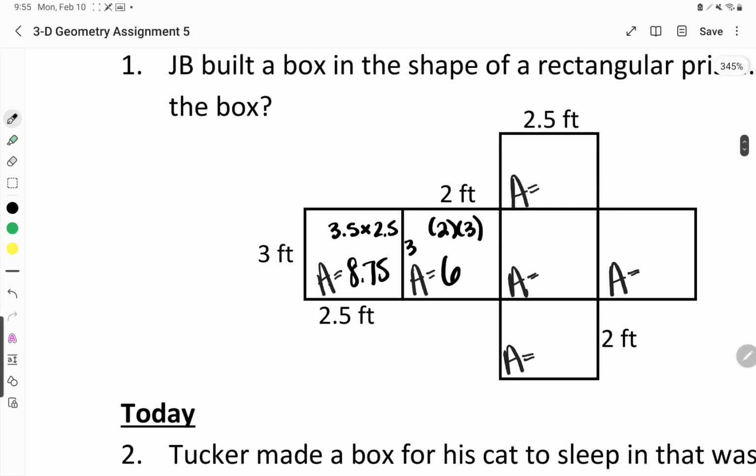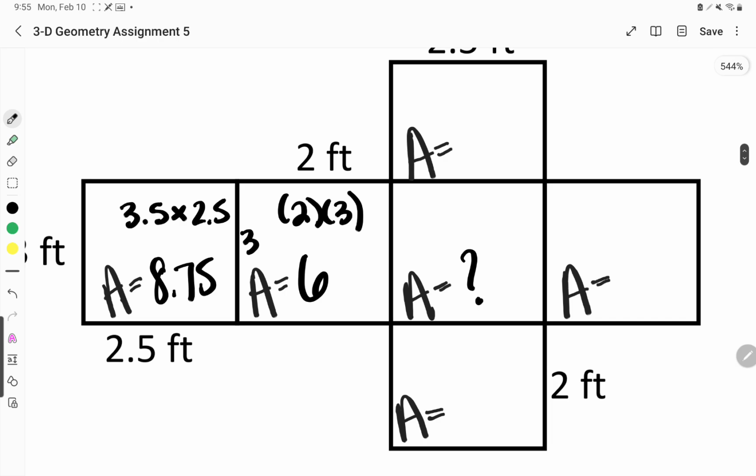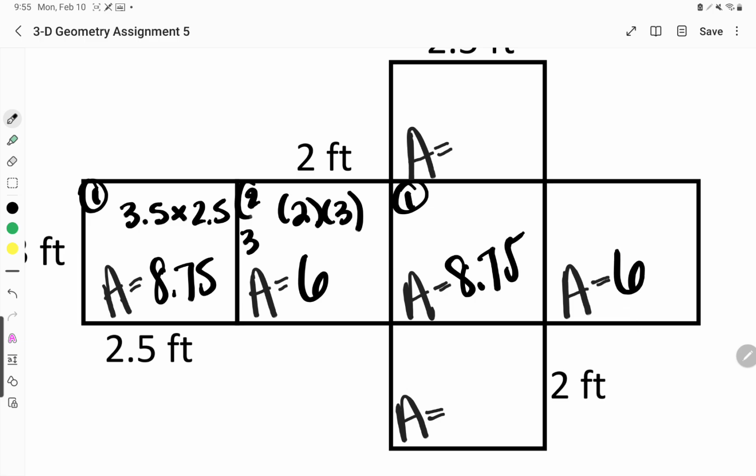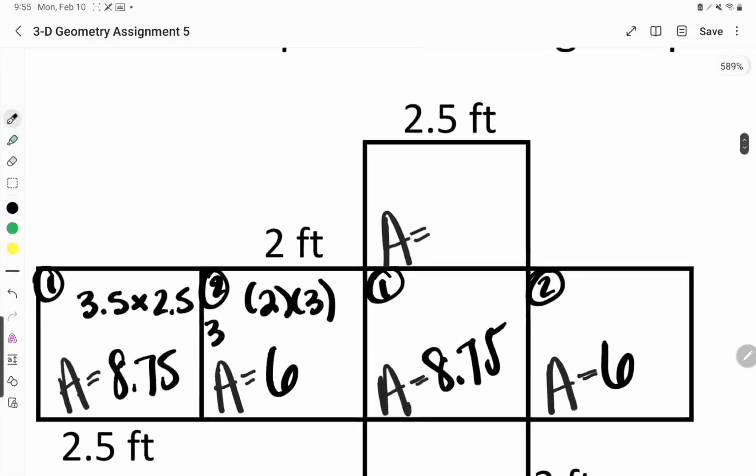Now, if you remember, rectangular prisms are twinsies. So what is the area of this right here? You should have gotten 8.75 because in rectangular prisms, every other one is the exact same. So these two match. And so what would be the area of this right here? This right here, you should have gotten 6 because these two match. All right, then we have our bases. So let's take a look at our bases.